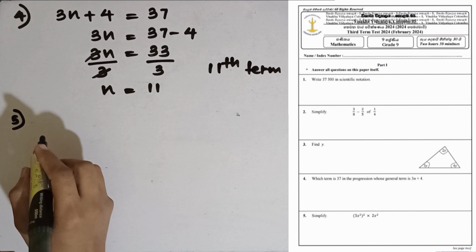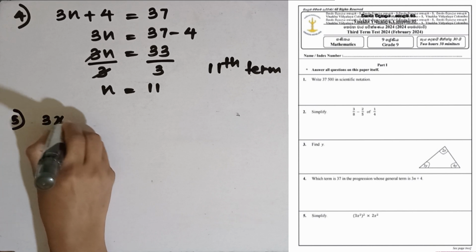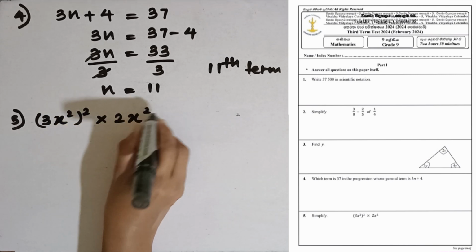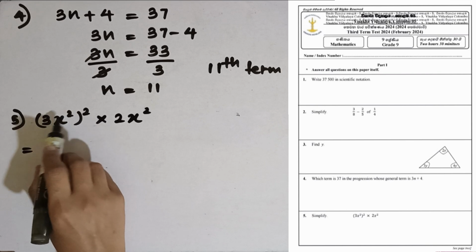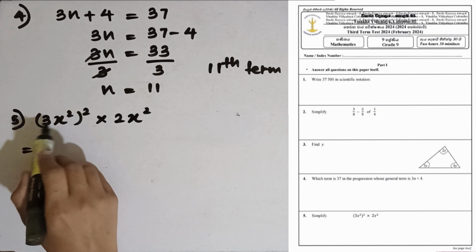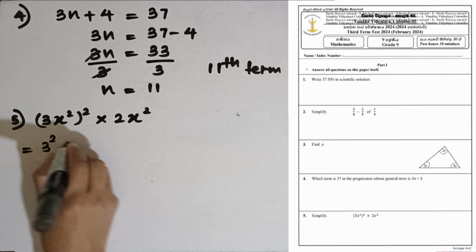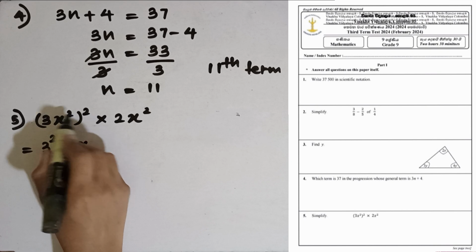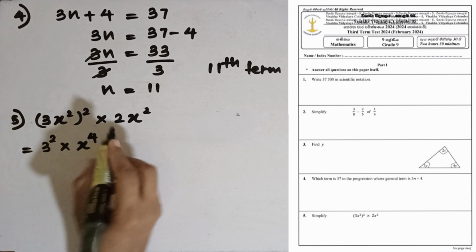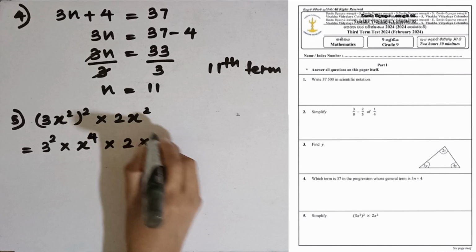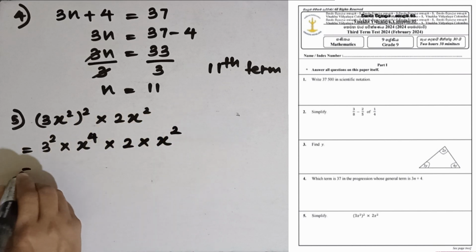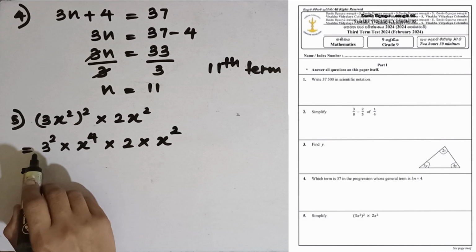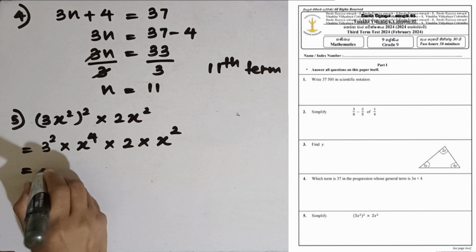Then question number 5. Simplify. We are given this expression: 3x squared to the power 2 into 2x squared. A power of a power. The power goes to both the terms. So 3 to the power 2 multiplied by x to the power 2 to the power 2. 2 into 2 is 4. So the power of x is 4 now. Into 2 multiplied by x to the power 2. 3 to the power 2, the answer is 9. 3 is multiplied twice. So 9 times 2 is 18.